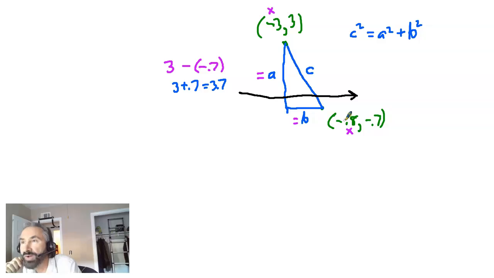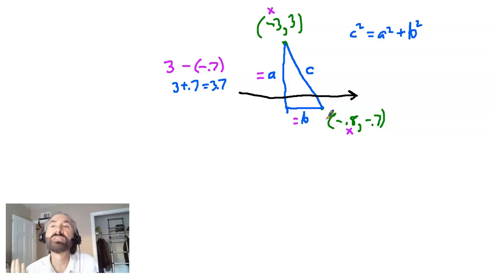Now, in order to find that distance, we can just subtract the one from the other. Some of you may recall, the distance is going to be positive. We can subtract either one from either one. It doesn't matter. Whatever result we get, we're going to make it positive.